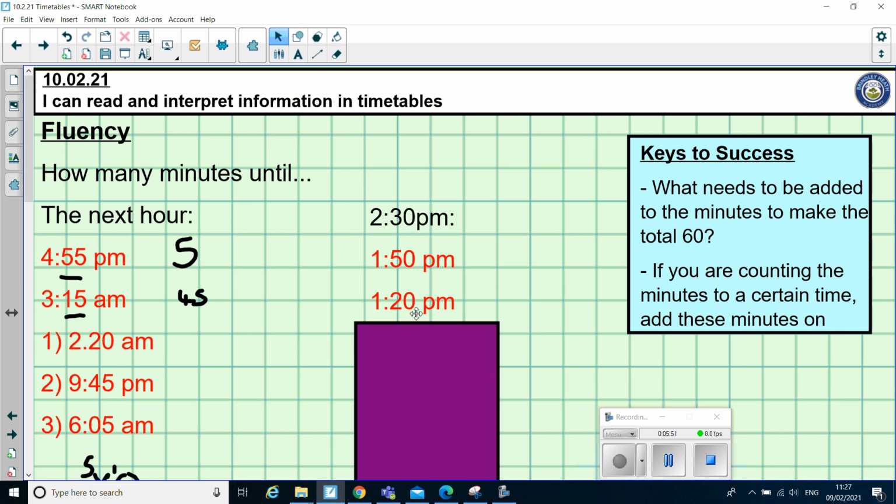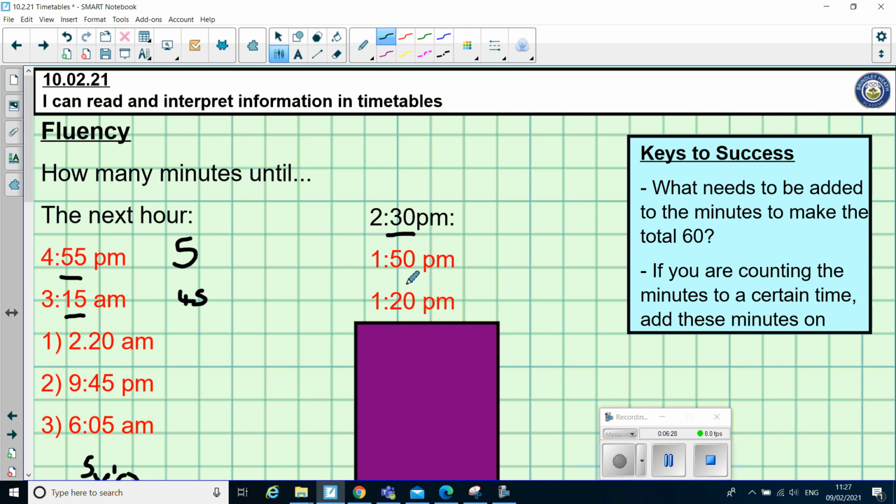the next hour, it asks us how many minutes until a certain time. So for these questions, we're just thinking about the time 2:30 p.m. Now, to do this, I follow the same step as I just did a moment ago, but then I've got another step. So first of all, I ask myself how many minutes are needed to make it to the next hour. And then if I'm counting the minutes to a certain time, which in these questions I'm counting the minutes till 2:30, I need to add the minutes on. So for each of these, I'm going to need to add the minutes on for that time, which is 30. Okay, so I'll show you what I mean by that.